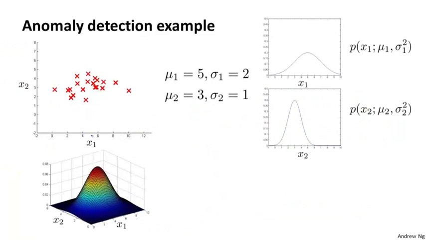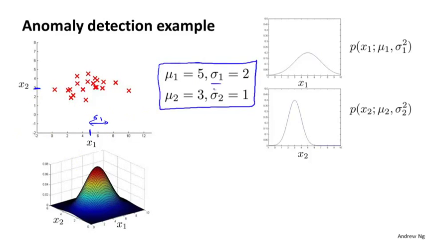Here's an example of an application of this method. Let's say we have this data set that I've plotted on the upper left of this slide. Let's look at the feature x1. If you look at this data set, it looks like on average the feature x1 has a mean of about 5, and the standard deviation, if you look at just the x1 values of this data set, is maybe 2. So that's sigma 1. And for x2, the values of the feature as measured on the vertical axis, it looks like that has an average value of about 3 and a standard deviation of about 1. So if you take this data set and estimate mu1, mu2, sigma 1, sigma 2, this is what you get.